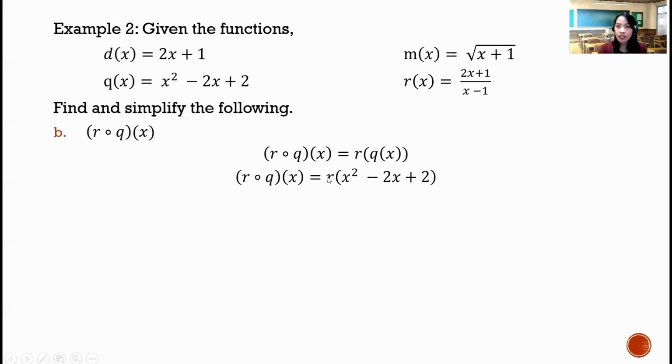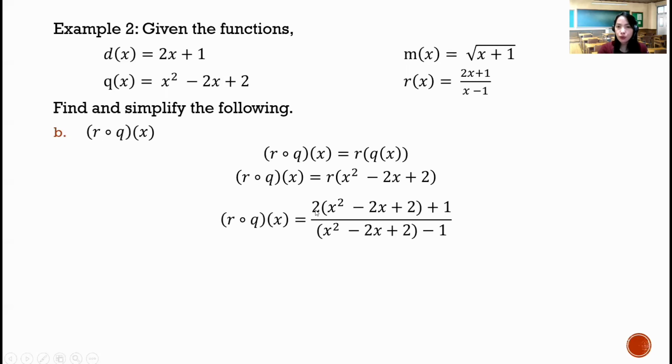So gagamitin natin yung function na r of x. That is 2 times the quantity, which is the value of your x, x squared minus 2x plus 2, plus 1, all over the quantity x squared minus 2x plus 2 minus 1. So from here, we're going to simplify.